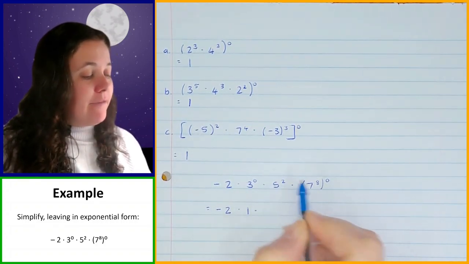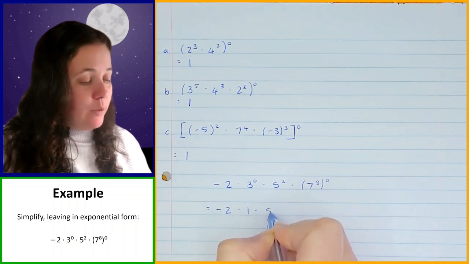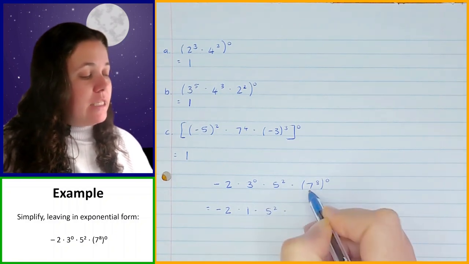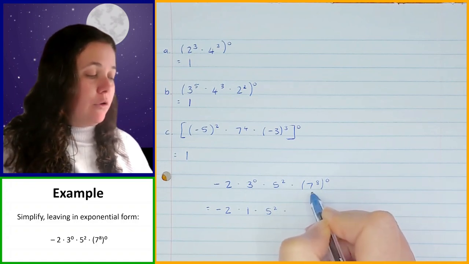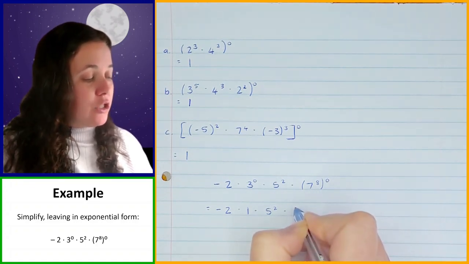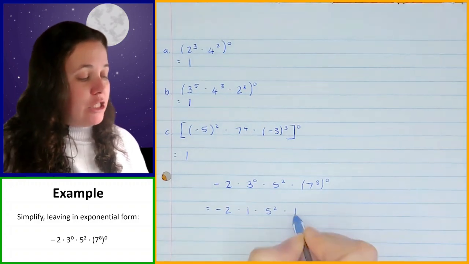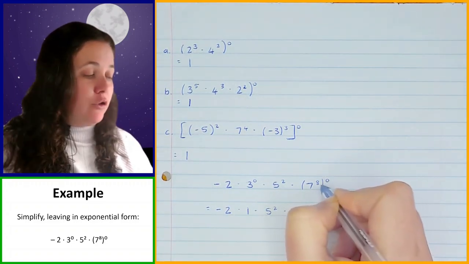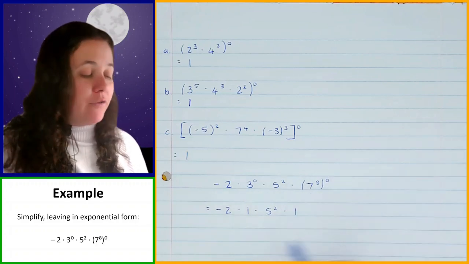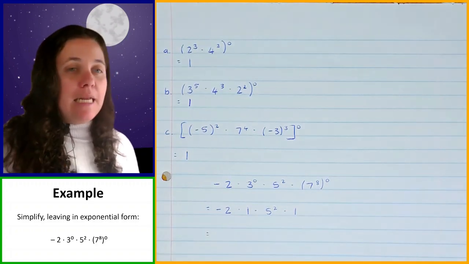Times 5 squared is still 5 squared, times 7 to the power of 8 in brackets to the power of 0. This is a non-zero base to the power of 0, which means that this is going to be equal to 1. So I can change that to 1 straight away. I don't need to first multiply the 8 by the 0 because this is a base to the power of 0. Okay, and now I can simplify that.